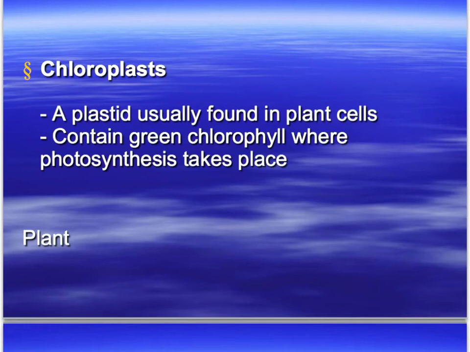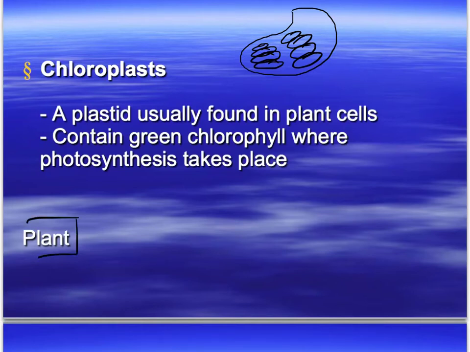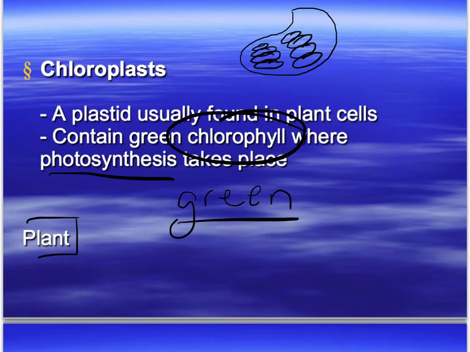The chloroplasts. The chloroplasts were those oblong, football-shaped looking things made up of all these discs that were stacked on top of each other within the organelle. This is found in plant cells only. This is where photosynthesis happens. It contains a pigment called chlorophyll, which is what gives plants their green color.